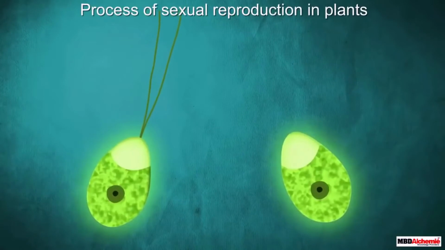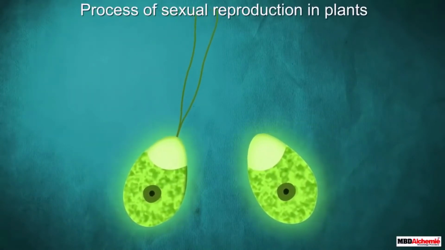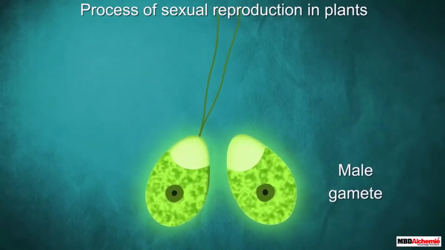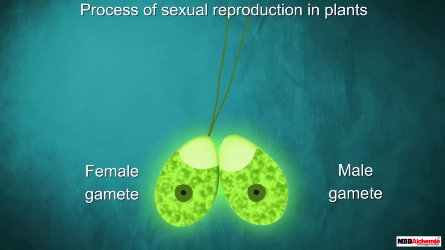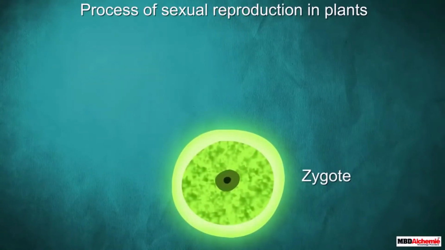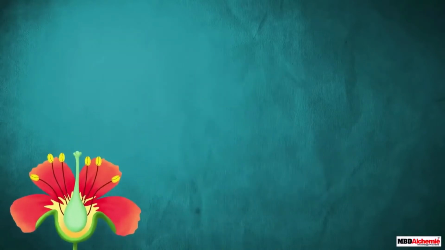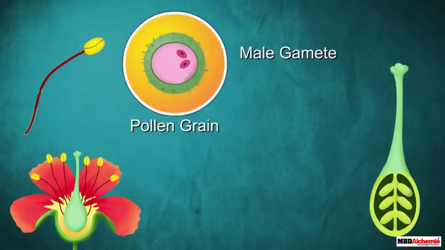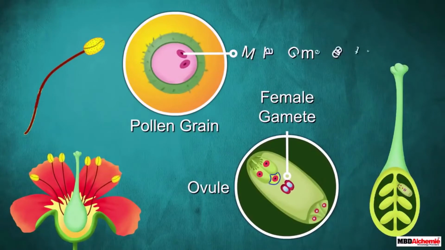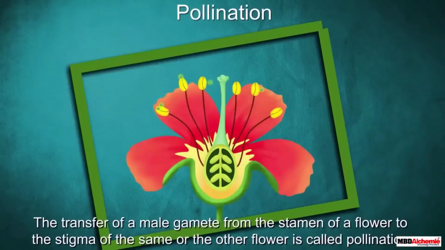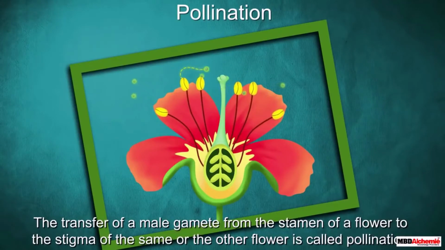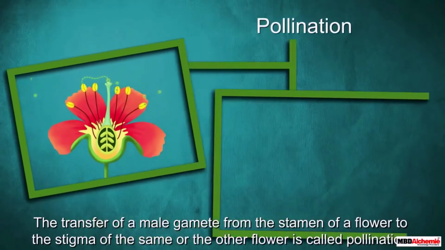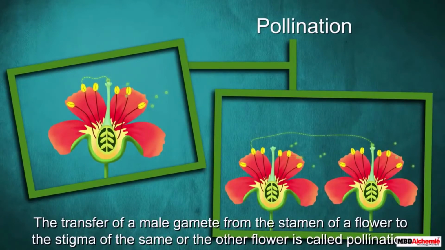For sexual reproduction to take place, a male gamete is to be fused with the female gamete, thereby forming a zygote. Now for that, the male gametes have to reach the female gametes. For this, first, pollen grain carrying the male gametes is transferred from the stamen of a flower to the stigma of the same or the other flower. Such transfer of pollen grains is known as pollination.